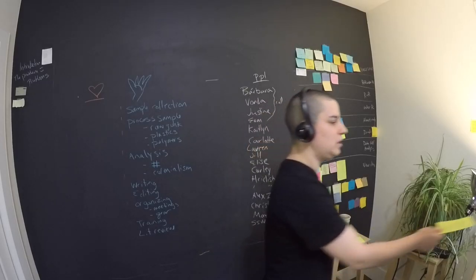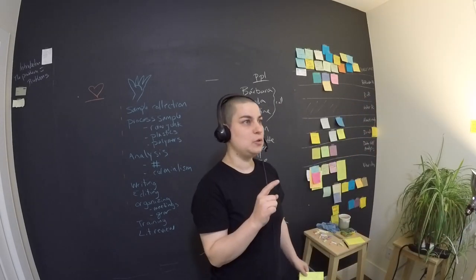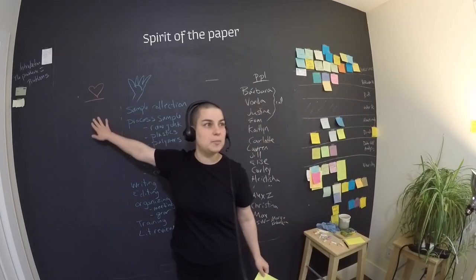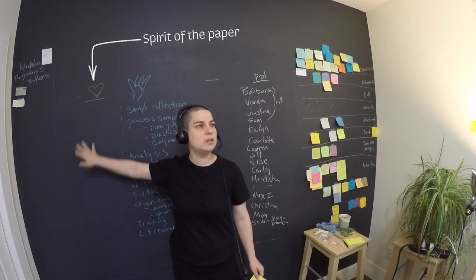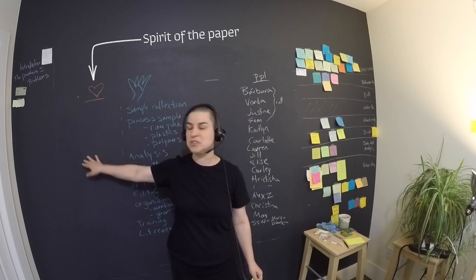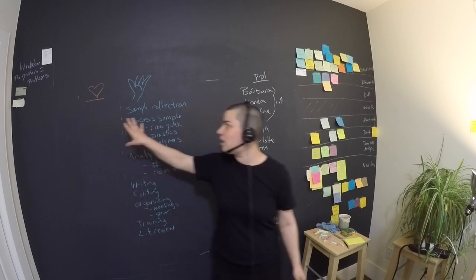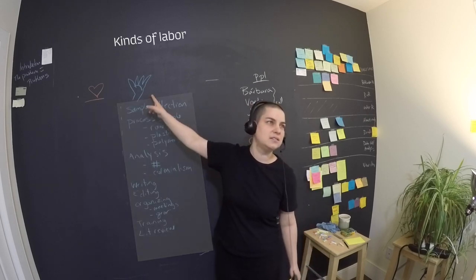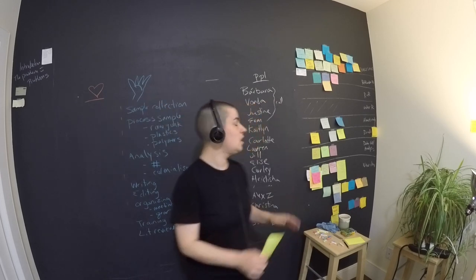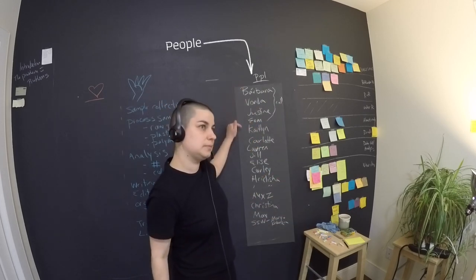All right, so the spirit of the paper. The process of determining author order begins with talking about the spirit of the paper, brainstorming some of its unique characteristics, which will be listed in the first column. This will help frame everything that happens next. In the middle column, there's the labor that went into the paper. And finally, on the right, the people who did that labor.